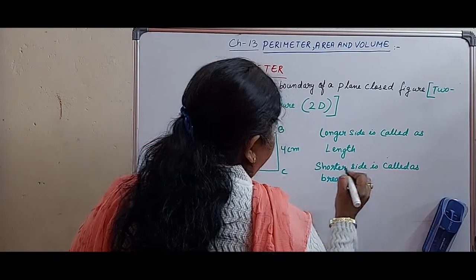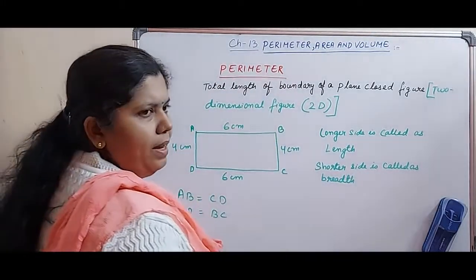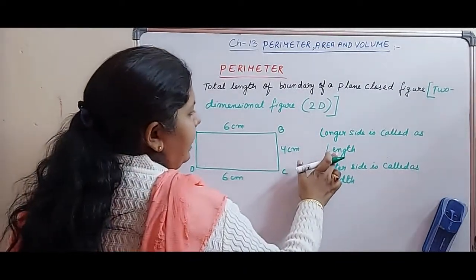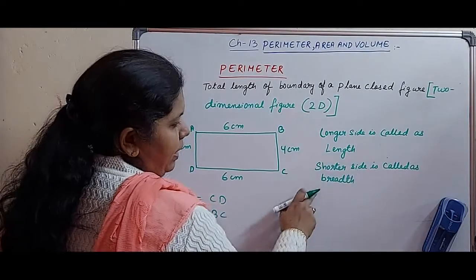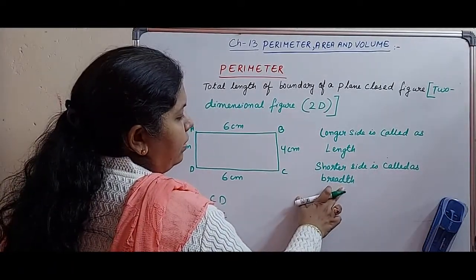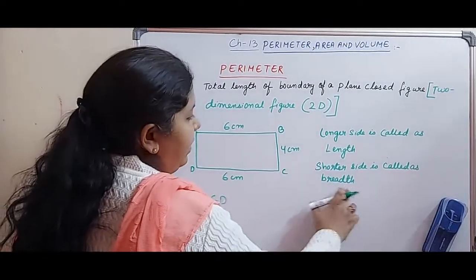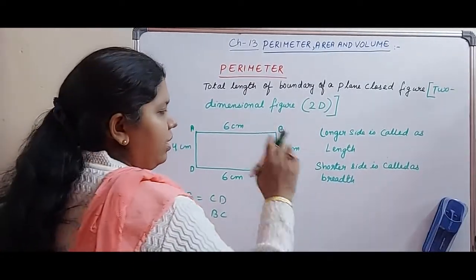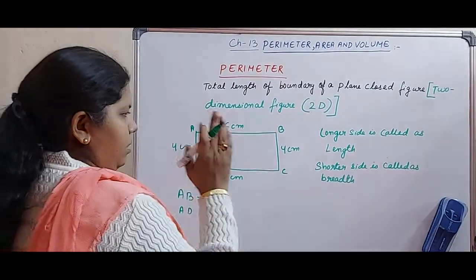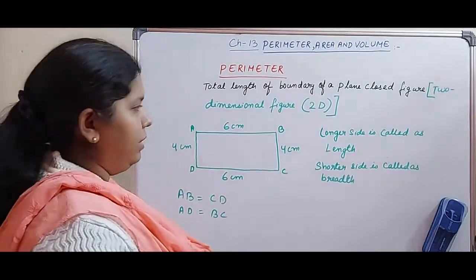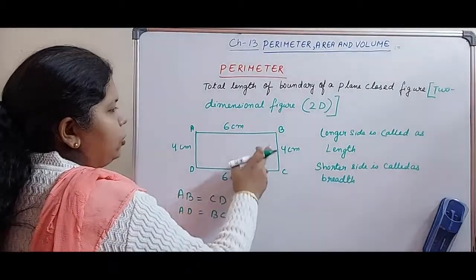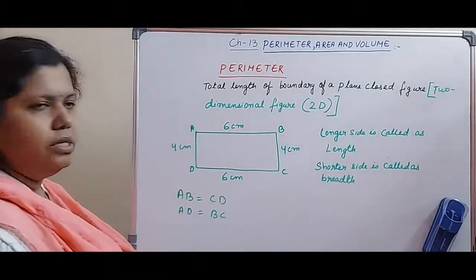Please be very particular about the spelling of length and breadth. The spelling of length is L-E-N-G-T-H, and the spelling of breadth is B-R-E-A-D plus T-H. So, breadth. Many children write the spellings incorrectly, so please write the correct spelling for length and breadth. The longer side is called length and the shorter side is called breadth.